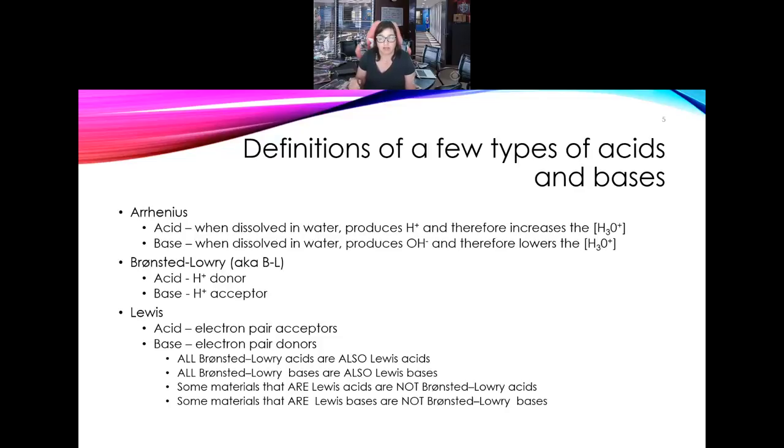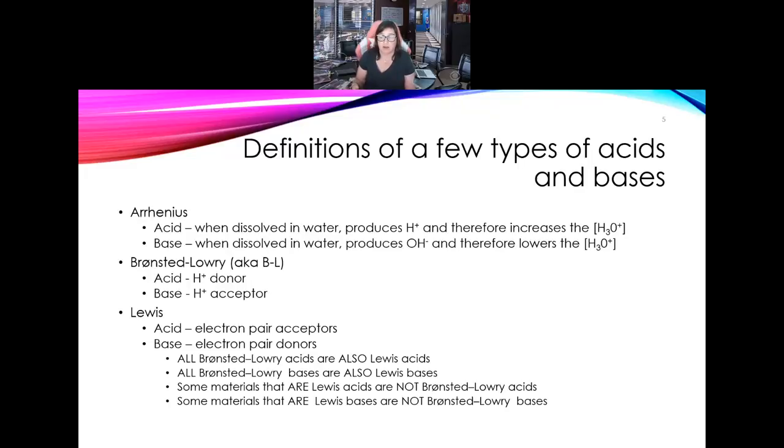Then Bronsted-Lowry came in and said, wait, there are other things that behave in similar ways, but they don't affect the OH minus concentration. So we still have acids defined as an H plus donor, but we now have bases defined as an H plus acceptor. I will also refer to this as BL. There's another definition that we're going to get to, and it's called Lewis. In that case, an acid is an electron pair acceptor, and a base is an electron pair donor.